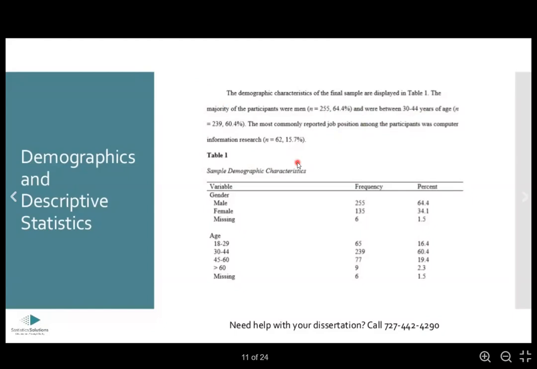You'll see here that these are all categorical variables. Each of these variables is falling into a different category, and that's why we're presenting frequencies and percents. Earlier, I mentioned that age is a continuous variable. This is an example of how you may present age as a categorical variable. If you just have those cutoff points, then you can present it this way. Here, this person is also showing us how many people were missing from that particular question. So we can understand from this that 6 people did not answer the gender question and 6 people did not answer the age question.